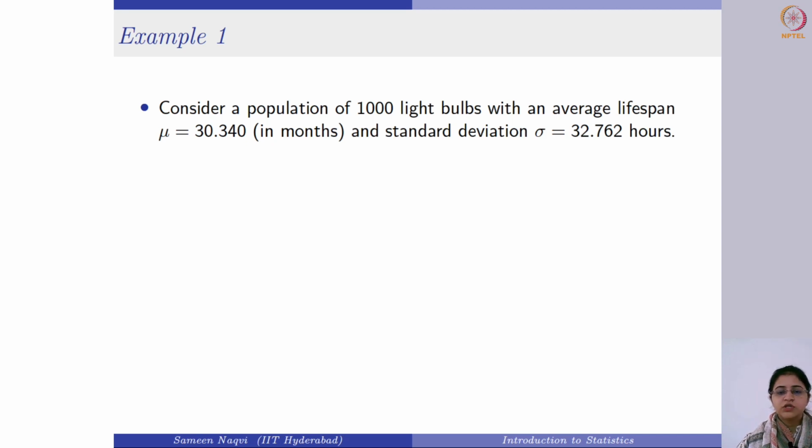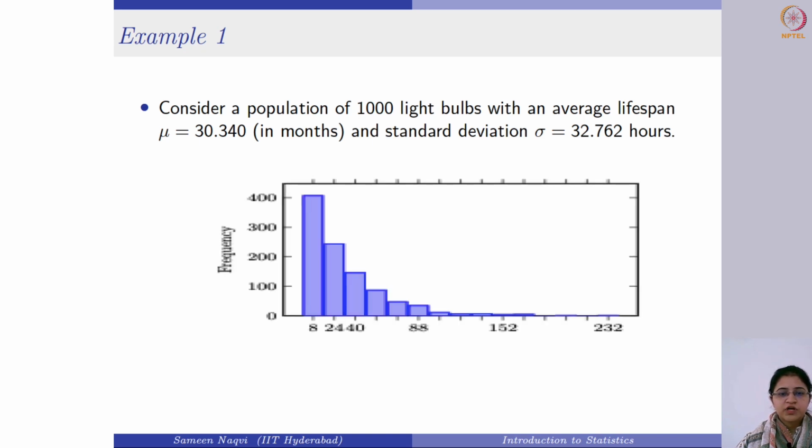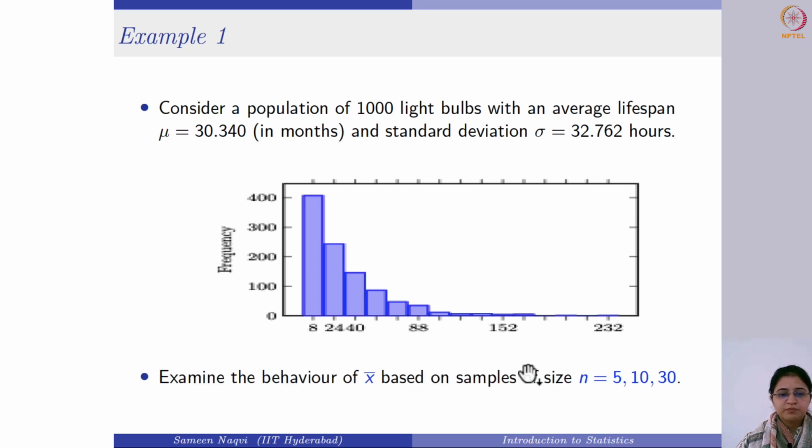Suppose you consider the population of 1000 light bulbs with an average lifespan, population mean, of 30.34 months, and standard deviation is approximately 32 hours. If you consider the histogram over here, it would look something like this. Here what you see is that it is right skewed. However, in this case, you estimate the behavior of the sample mean based on samples of size 5, 10 and 30.